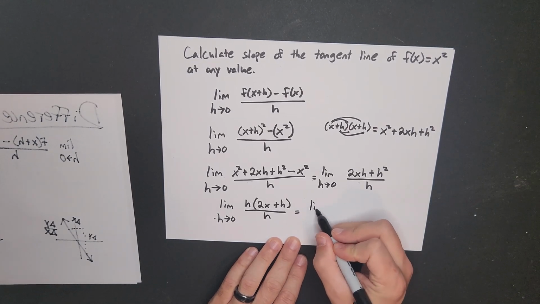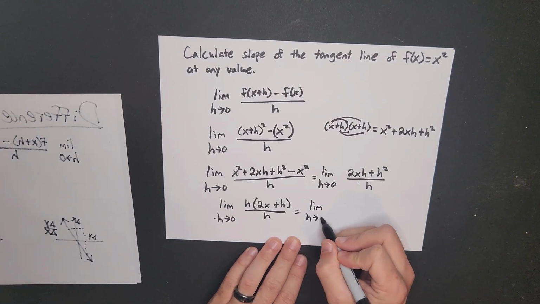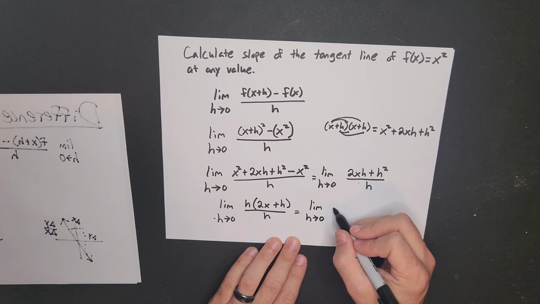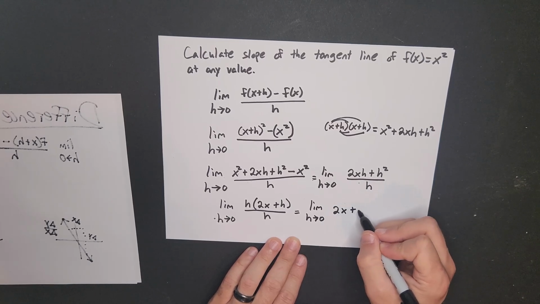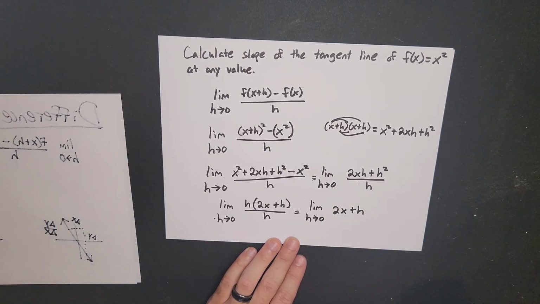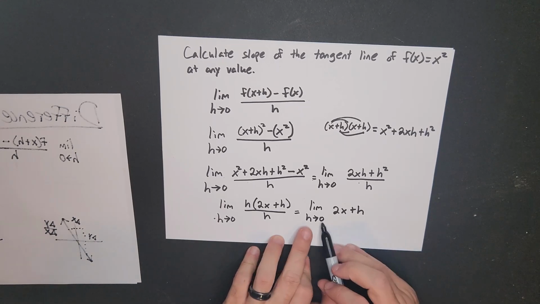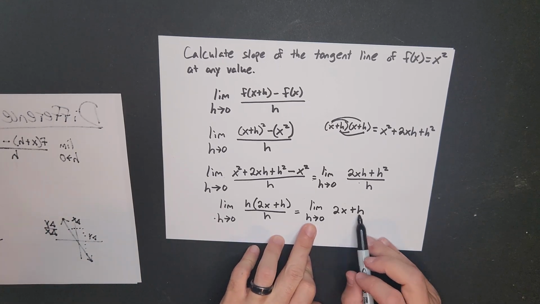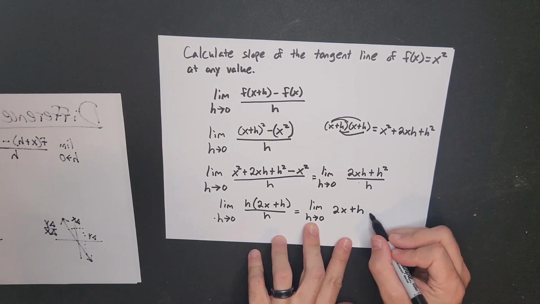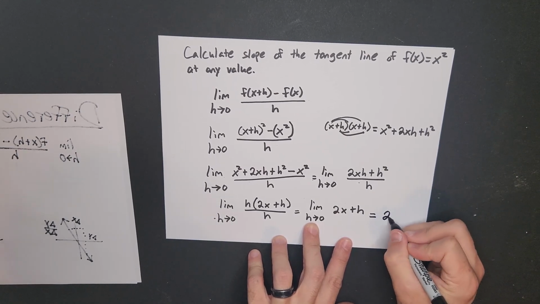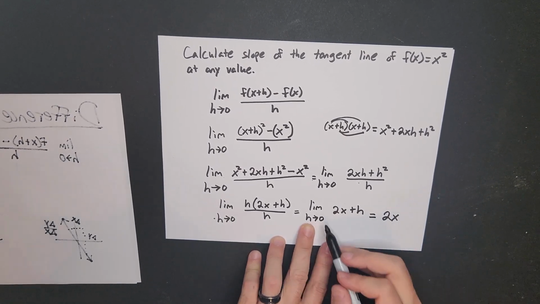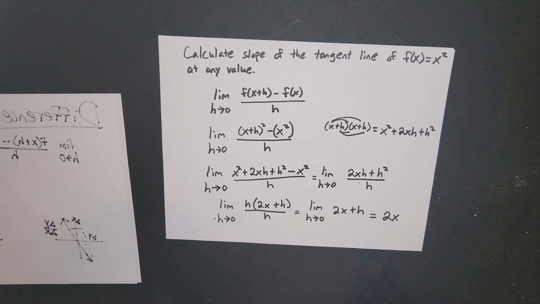So therefore, the limit as h approaches 0 of 2x plus h. And so if I do my direct substitution here, I take the 0 and plug it in, I get my difference quotient of just 2x after I evaluate that limit. 2x is my answer. Okay? So this is the difference quotient.